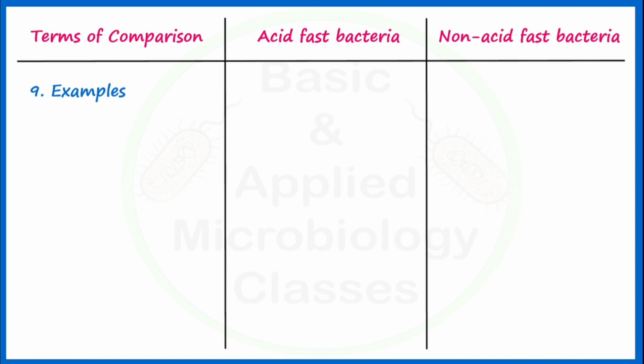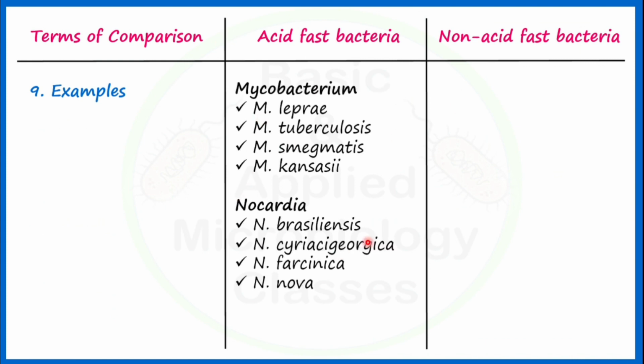Let's see the next point of difference, examples. Mycobacterium and Nocardia are very good and very well known examples of acid fast bacteria. Here I have also listed some of the species of Nocardia and Mycobacterium. If we talk about non-acid fast bacteria, of course the list is long. Here I have mentioned E. coli and Staphylococcus aureus, which are very well known examples of non-acid fast bacteria.